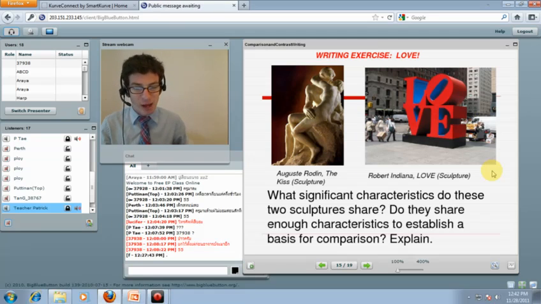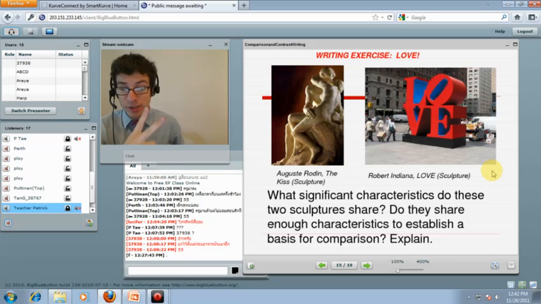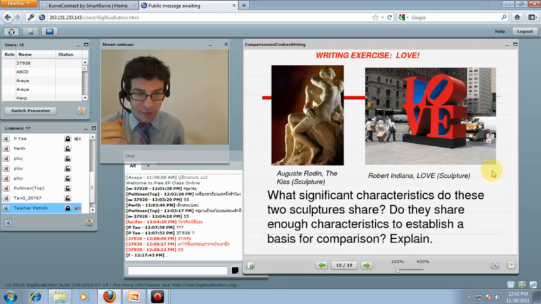Okay, let's figure this out. What do these two things share? Number one, they're both about love. Number two, they're both sculptures. But they are different. So, being about love and both being sculptures, is that enough to compare the two of these? Yes. They have enough in common because they are both sculptures and they share the same subject that we can compare them. Because now we're going to talk about how they are different. How the kiss is different from the love sculpture.